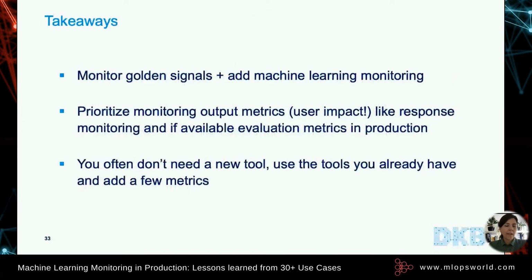So, takeaway: you should monitor the golden signals, and then you add machine learning monitoring on top. You should prioritize, in my opinion, monitoring the output metrics because they have direct user impact, like response monitoring, and, if available, evaluation metrics in production. You also don't need a new tool. You can use the tools you already have, or use very simple tools like AWS CloudWatch, and you add a few metrics.